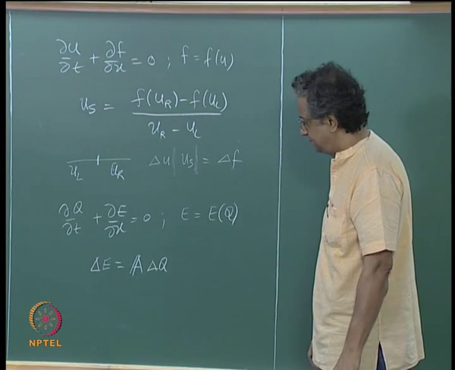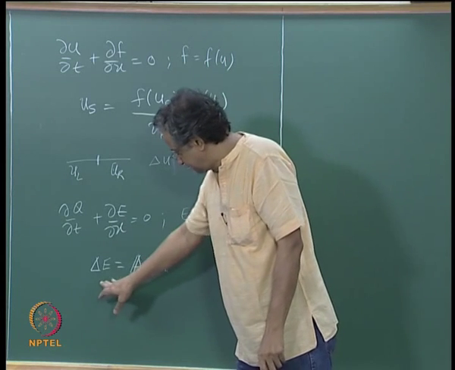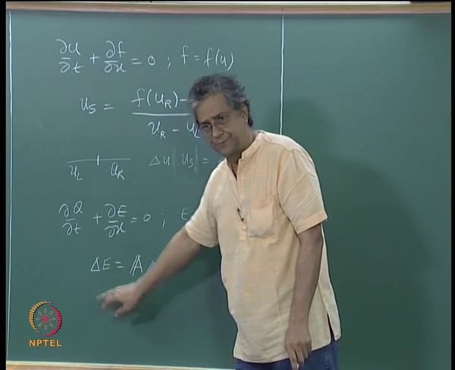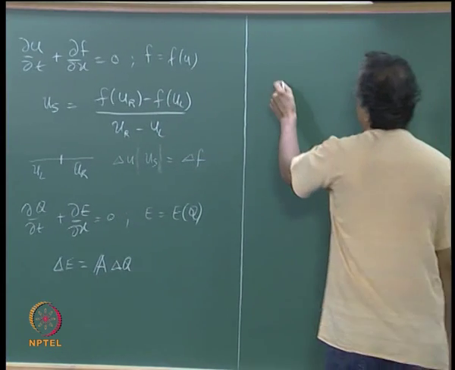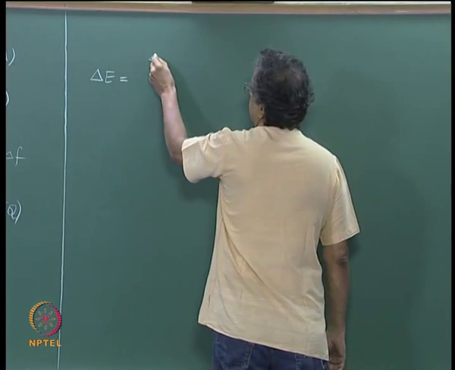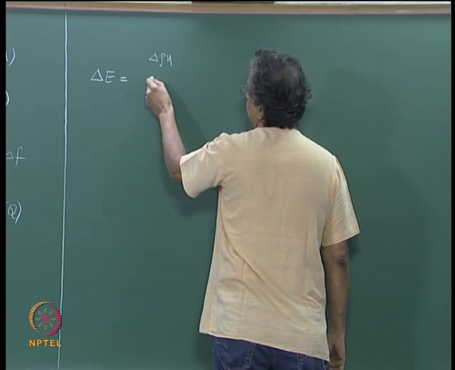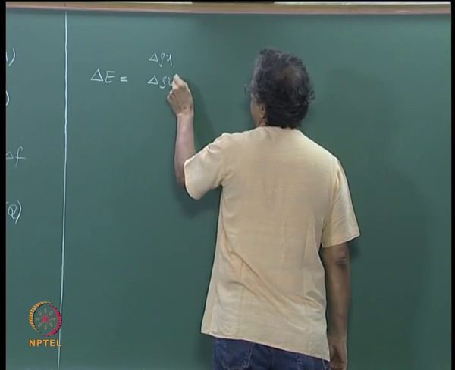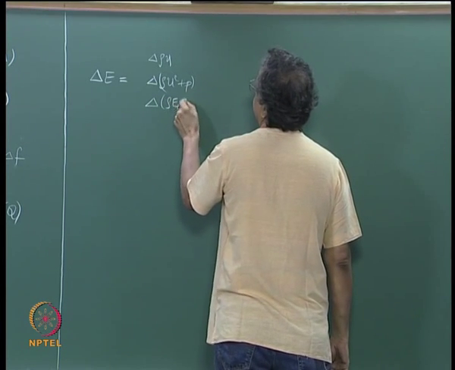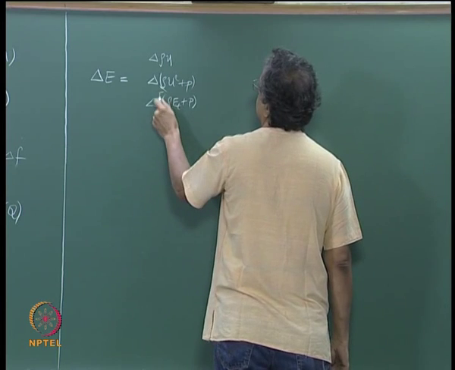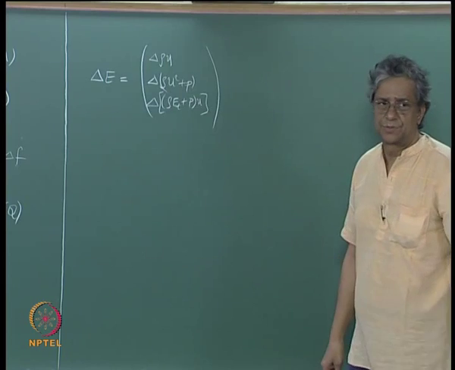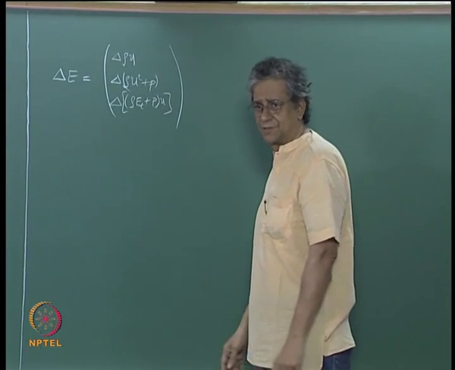Now as I had indicated, we will convert this equation in terms of enthalpy. So what was delta E? Delta E is delta rho u, delta rho u squared plus p, delta rho e t plus p times u. Other than the deltas, it is clearly the same as e, so we will just look at e.